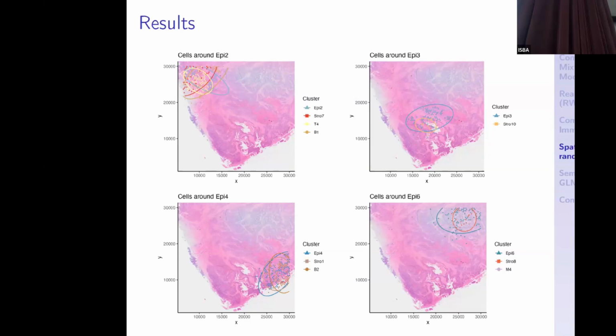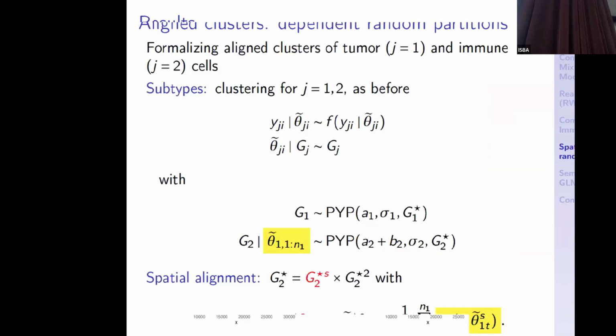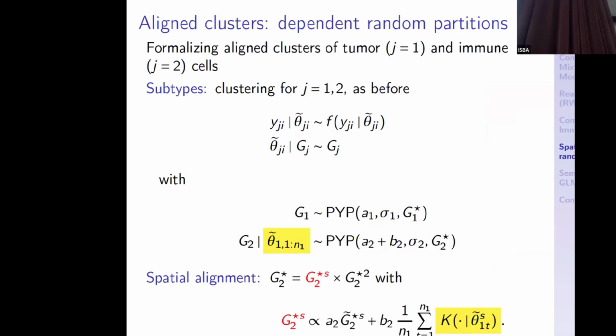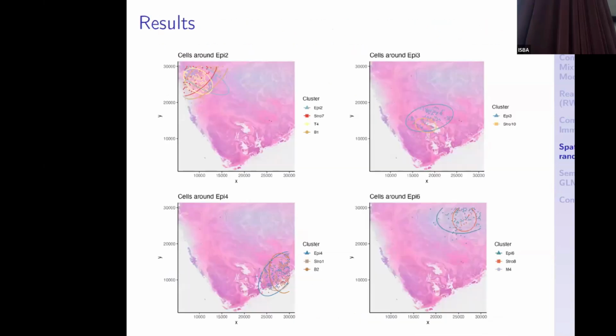That's an immune cell cluster that obviously generated its cluster location using the second yellow part in the G2 star. If you remember the G2 star, the cluster center for that particular red cluster was generated from the yellow part because it is aligned with the tumor cells. And here's another tumor cell type. You see the aligned immune cell types.